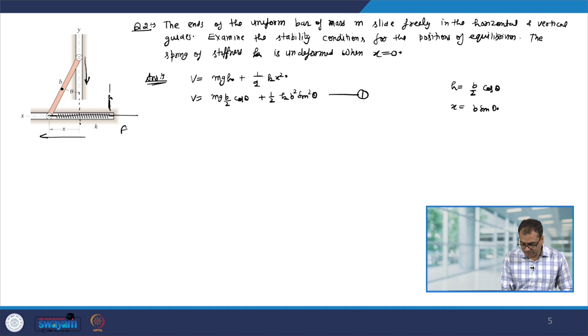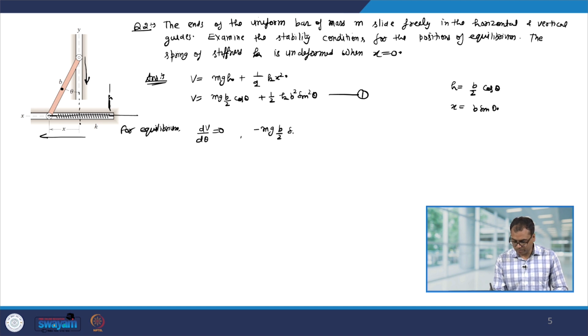Now, for the equilibrium, we have dV over d theta equal to 0. So, let us differentiate equation number 1, we get minus mg b by 2 sin theta plus half k b square 2 sin theta cos theta equal to 0.